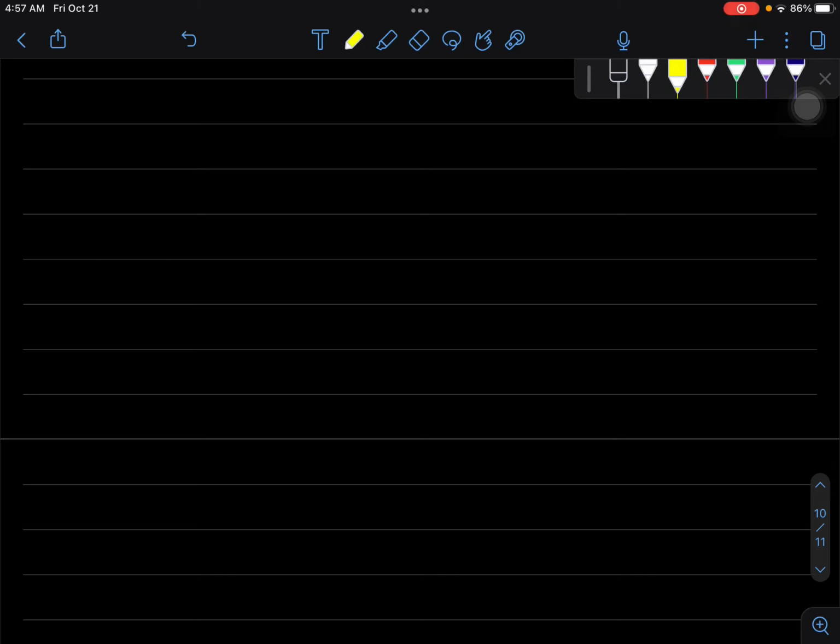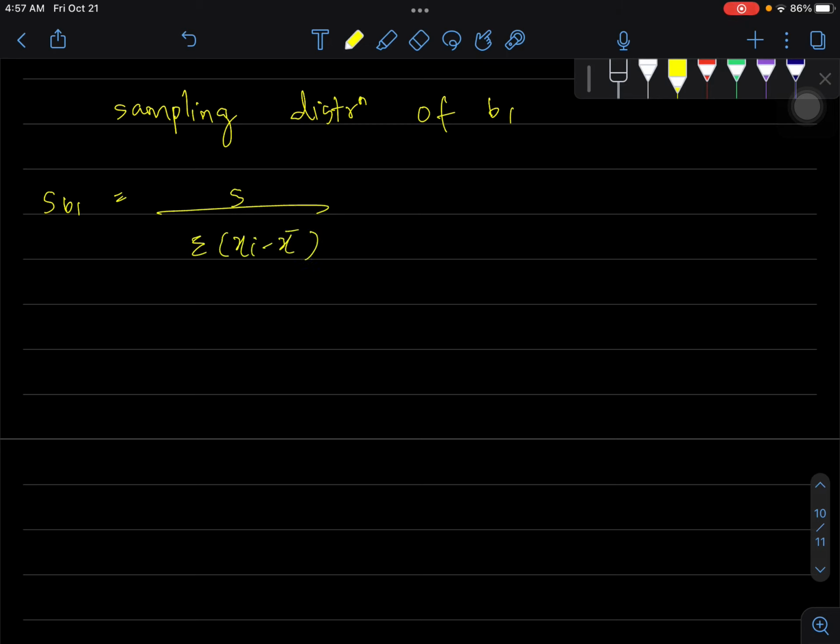So in the previous video we were trying to see what is the sampling distribution of b1, and we had got to the point where we had found the value of S_b1 as S over sqrt(sum of (xi minus x bar)^2). So we got until here, and then we needed to do a hypothesis test in order to see if beta 1 and beta naught are equal to 0 or not.